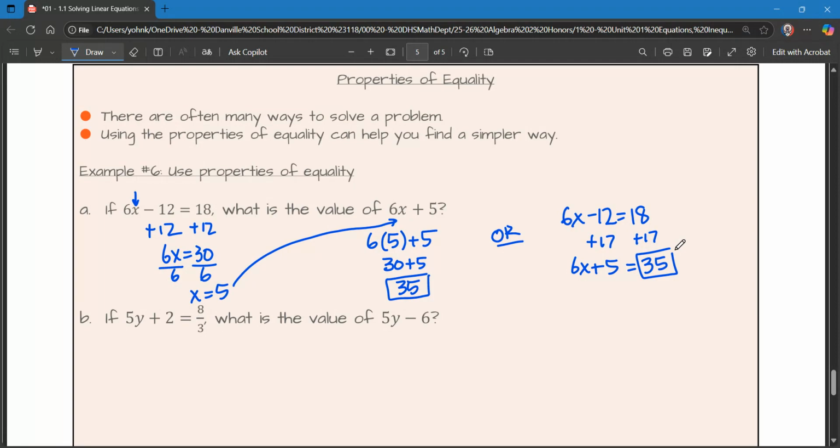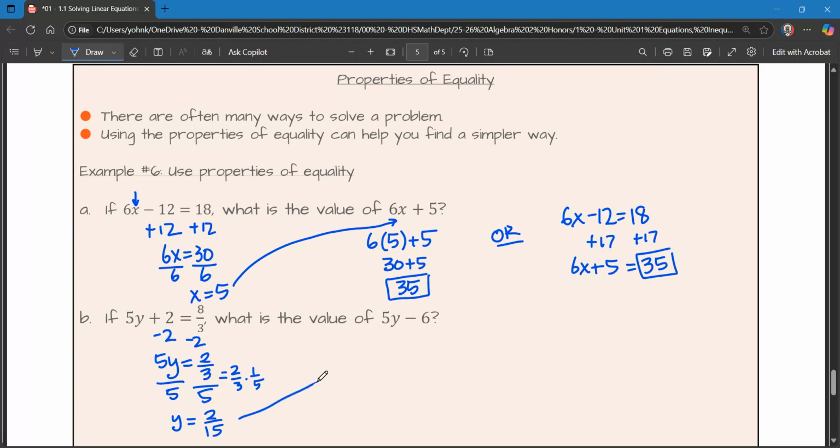All right, let's try another one. If 5y plus 2 equals 8/3, what is the value of 5y minus 6? Okay, let's show you both ways. You decide which way you like better. First way is to solve for y. So subtract 2 from both sides. 5y equals 8/3 minus 2, which is 2/3. Divide both sides by 5. y is 2/15. You can either do it in your head, or you can grab a calculator, or you can think of it as 2/3 times 1/5.